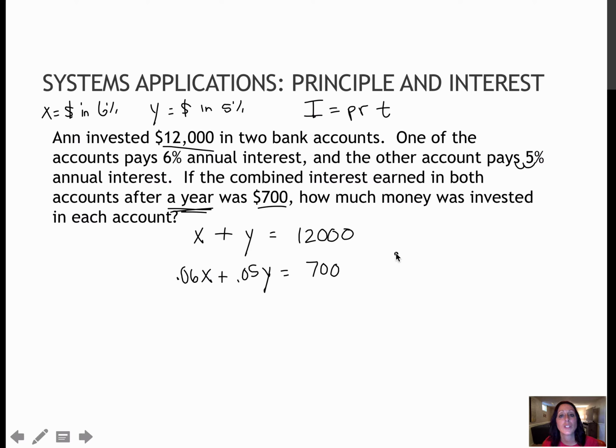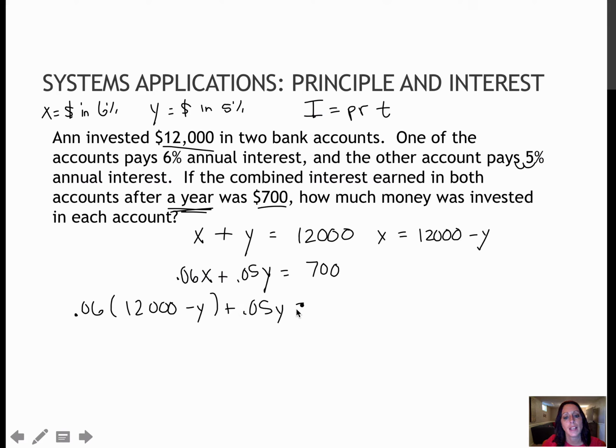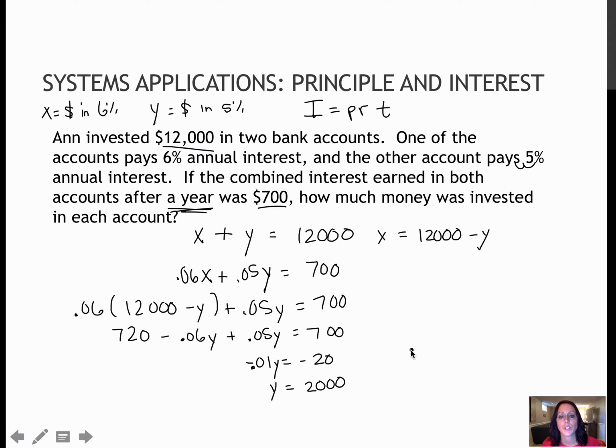So again, easier way on this one is, of course, to isolate the X or the Y. I'll say X equals 12,000 minus Y, and then use that in this equation. So I have 0.06 times 12,000 minus Y, plus 0.05Y equals 700. Do some multiplication and simplification to solve for Y. And of course, in doing the math, I found that Y was 2,000, which of course means that I invested $2,000 in the 5% account.